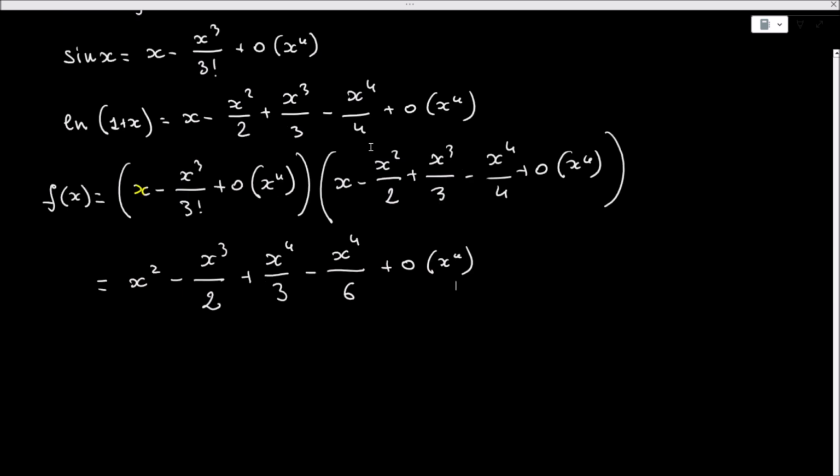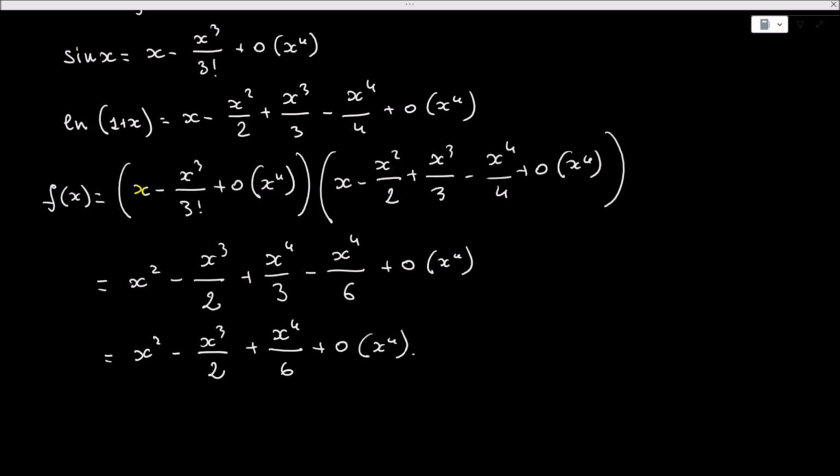So we can now rewrite this as x squared minus x to the cube divided by 2, because we have 1/3 minus 1/6, which both multiply x to the 4. We just have plus x to the 4 divided by 6 plus little o of x to the 4. So this is a much easier way of computing the Taylor polynomial for this product function. But this is not the only use that we can make of this.